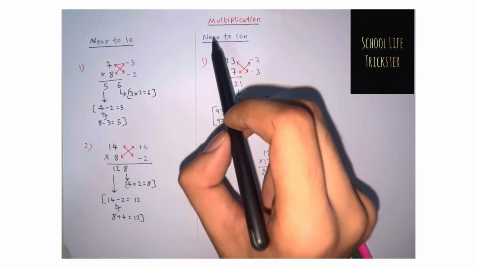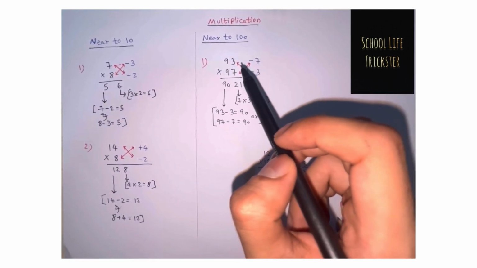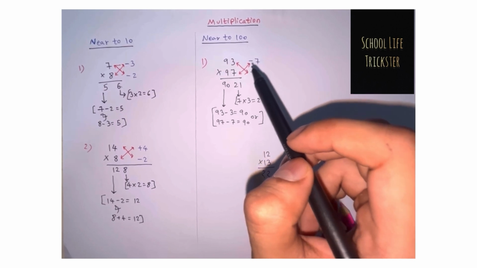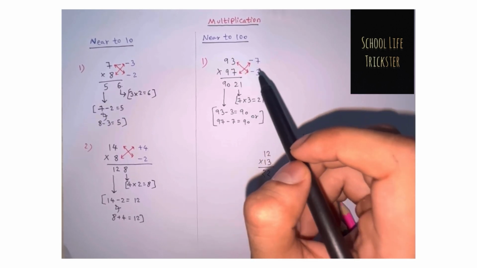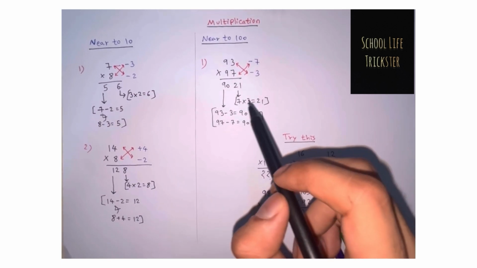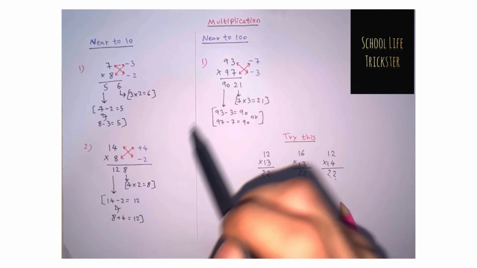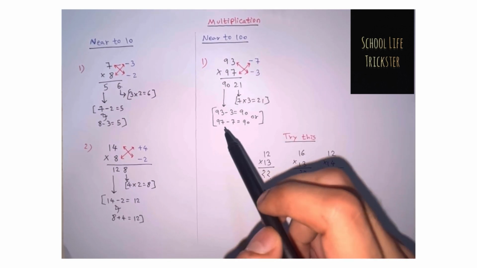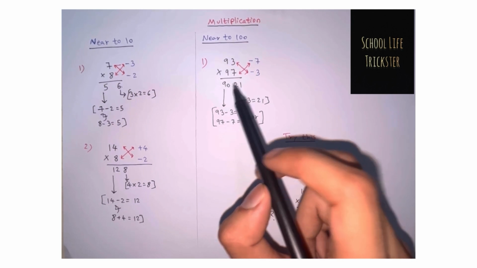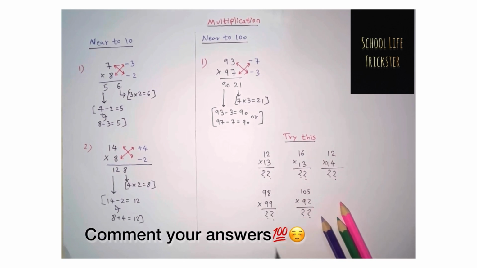Now when the numbers are near to 100, that is 93 into 97. Over here 93 is closer to 100. That is 100 minus 7 is 93 and 100 minus 3 is 97. So now multiply this 7 into 3 equal to 21. Write over here 21, and 93 minus 3 is 90 and 97 minus 7 is 90. So write this 90 over here. So this is our answer, 9021. Now try these sums.